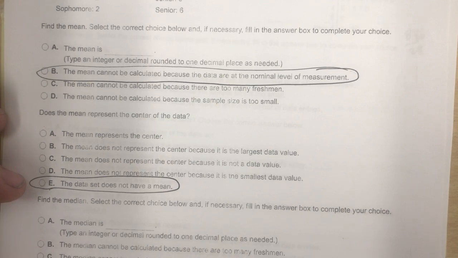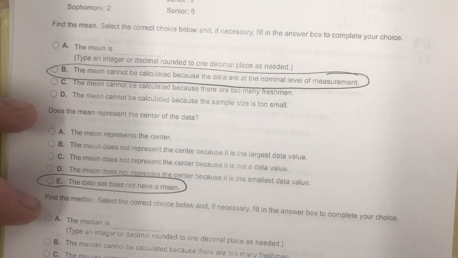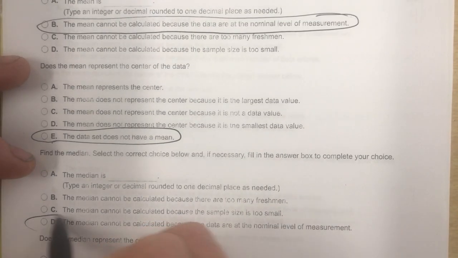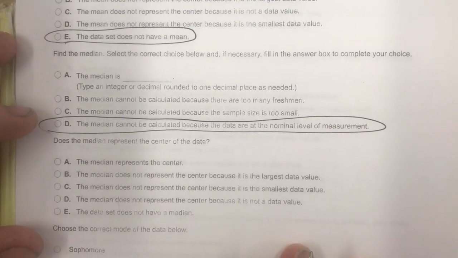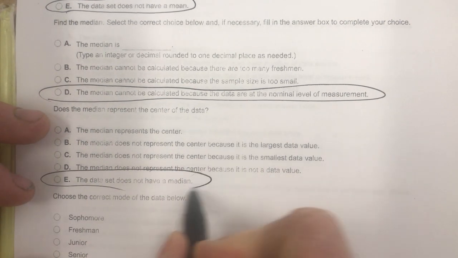Okay. Let's go down here. We're going to find the median. What's the median? Well, again, we don't have a median because it's nominal. All right. So where's that at here? Right here. It's D this time. It's jumping around with us. Okay. Does the median represent the center of the data? Well, there is no median, so that's E.